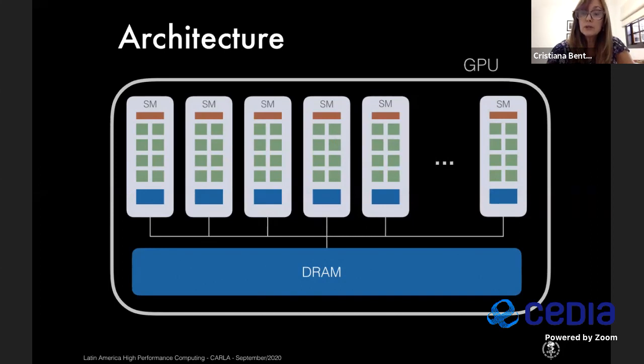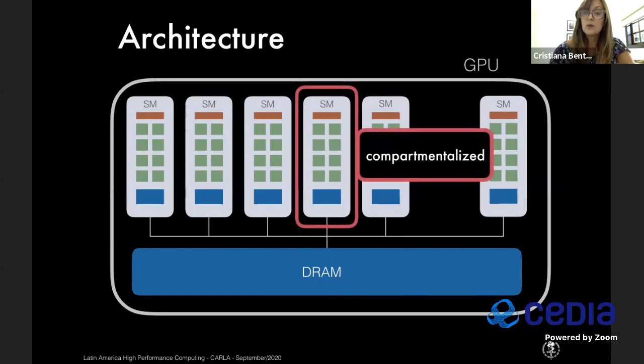So a GPU is composed of a number of streaming multiprocessors. Each streaming multiprocessor has its own control unit, its shared memory, and a number of cores. And all the streaming multiprocessors have access to a main memory. What's important for us here is that the GPU architecture is compartmentalized, which means that one SM cannot share the resources of another SM. The only thing they share is the main memory.